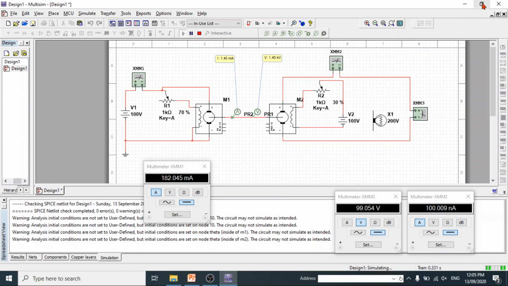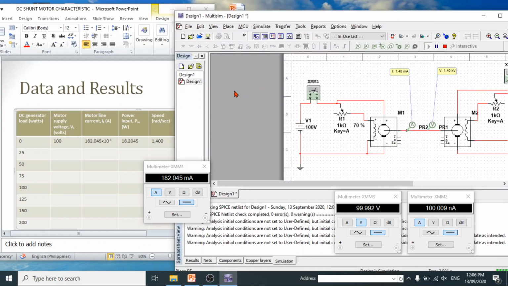Okay, so as you notice, the current provided by the generator is almost zero. That is 0.00000001, so nano ampere. So that's zero because there is no load connected to the generator. Okay, so we'll try to record.